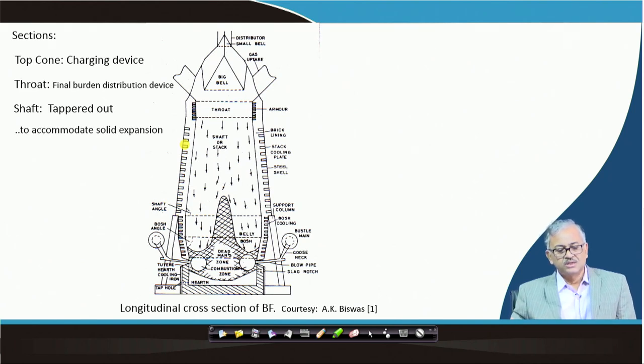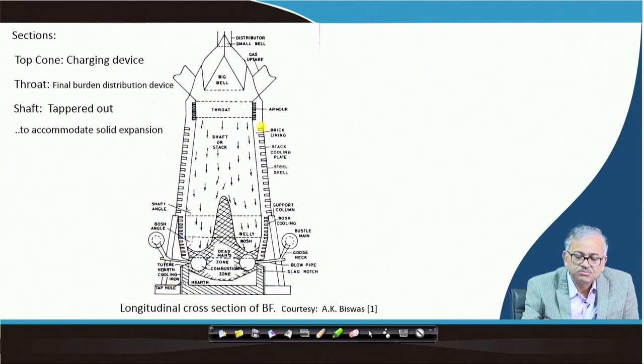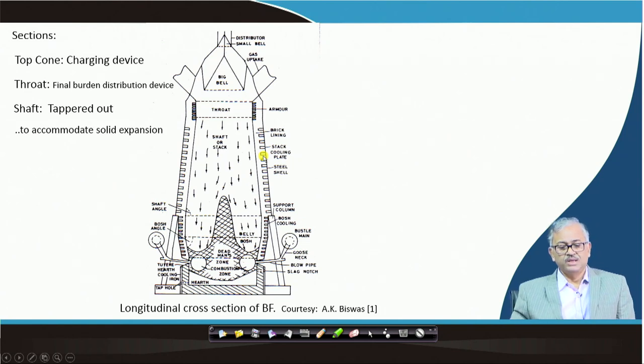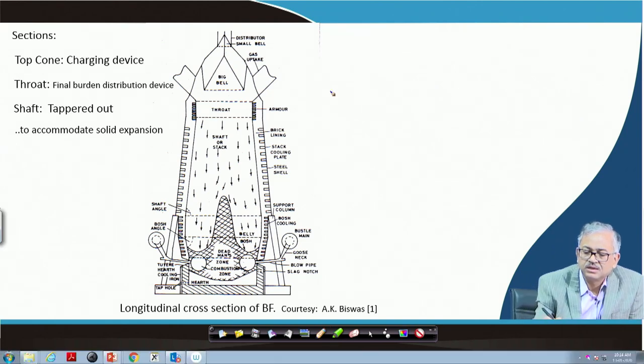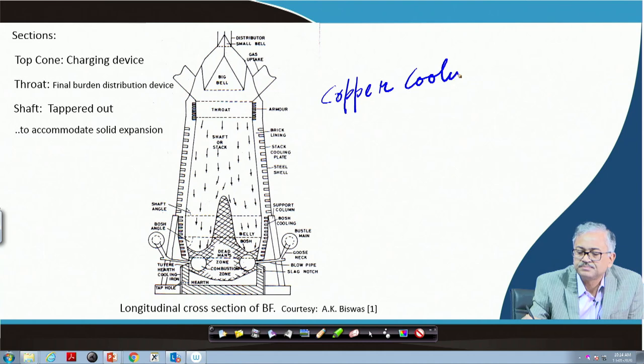That is meaningless. So as a result, you have this type of cooling arrangement, where basically you can cool the refractory lining. It is done using what is called copper cooled refractory, that is, the copper cooling plates.